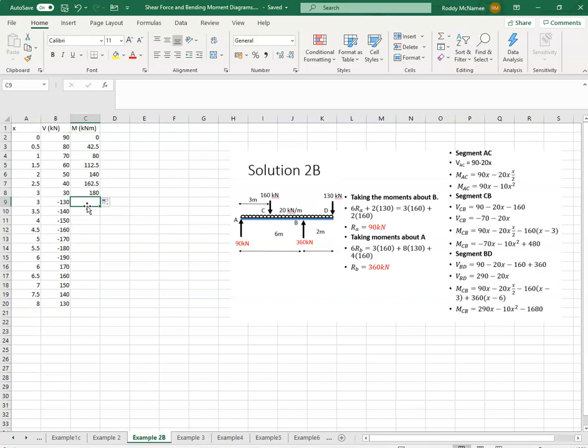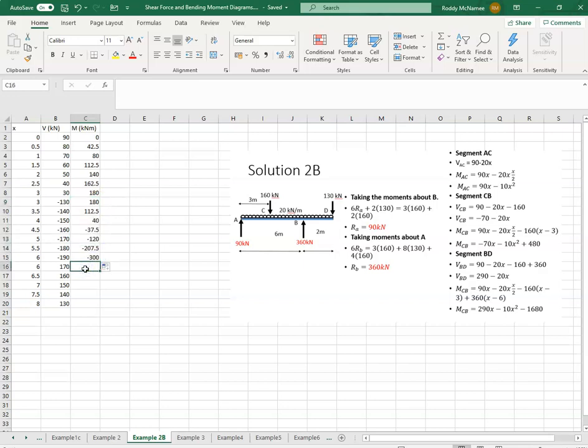And then from C to B, it is minus 70 multiplied by x, minus, brackets, 10 multiplied by x squared, plus 480. Should be plus 480. And I copied that down as far as 6 meters.